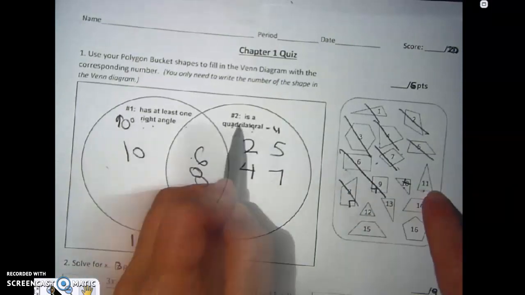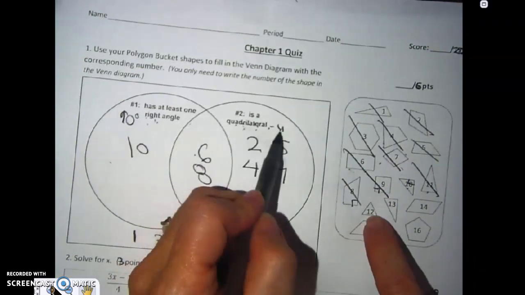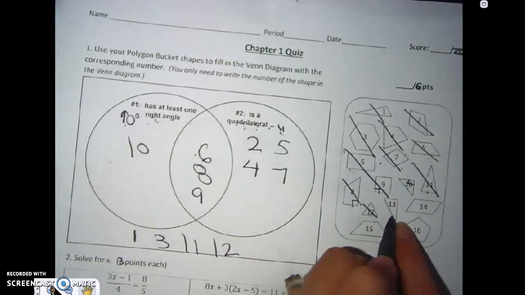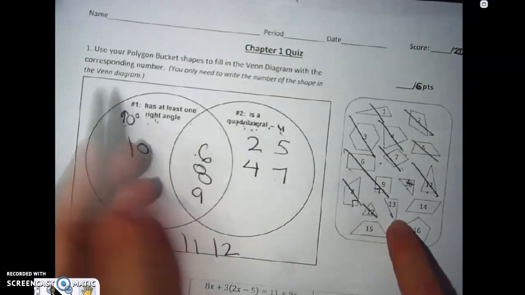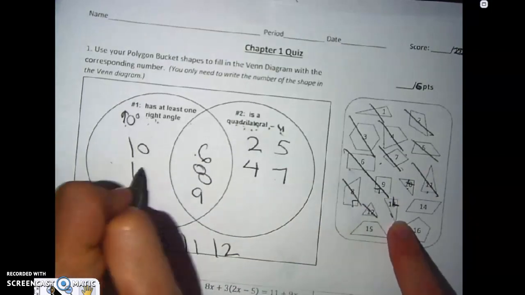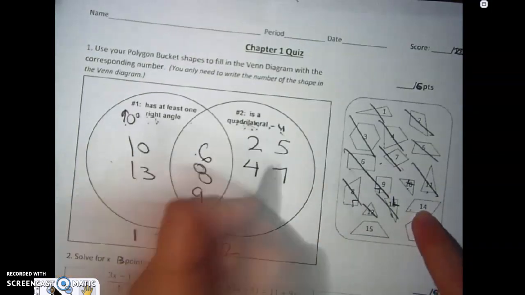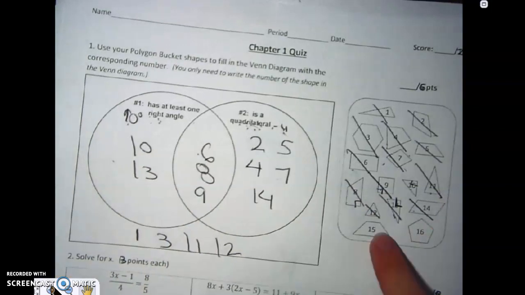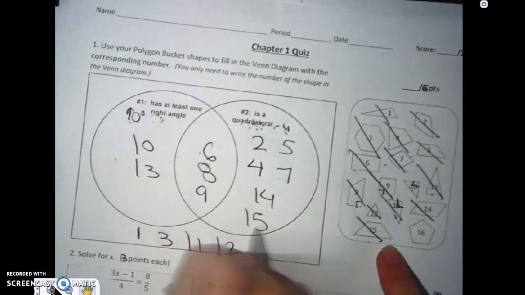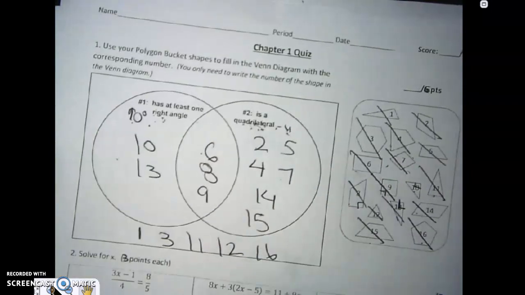Not 4 sides, no right angle. That's on the outside. Not 4 sides, no right angle. It's on the outside. This is not a quadrilateral, but it does look like it has a right angle. So that was number 13, so that goes there. 14 has 4 sides, but no right angle. That's a parallelogram, goes there. 15, 4 sides, no right angle. No 4 sides, no right angle. It's on the outside. Okay?